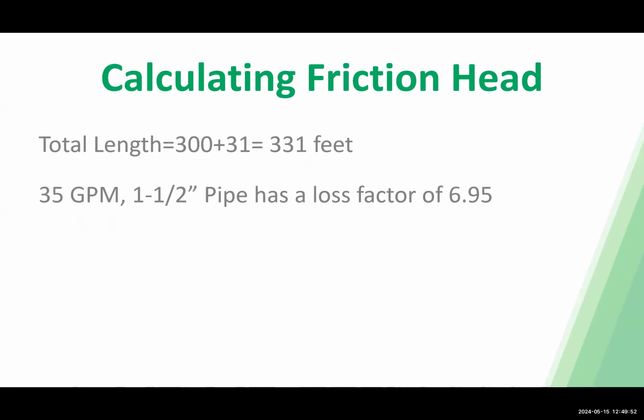So calculating your friction head. Your total length: we have 300 feet of straight pipe, and we calculated that our total equivalent length in fittings is 31. So you're just going to add those two values together to get 331 feet. We've also determined that our pipe has a loss factor of 6.95. So using these two values, we're going to plug it into our friction loss calculation.